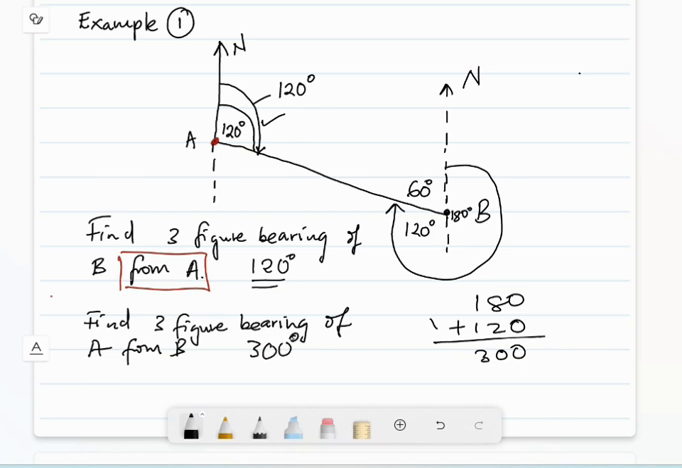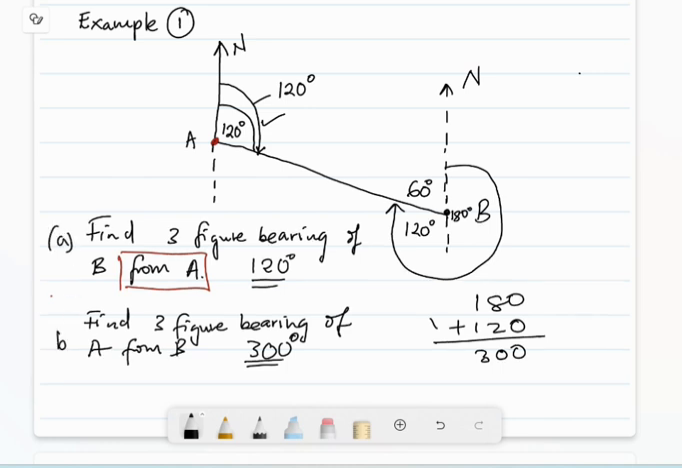300 degrees. So our answer in this case is 300 degrees. That's how you deal with the three-figure bearing. Okay, so now let's talk about compass bearing. Compass bearing, I'm going to go back to the first one.